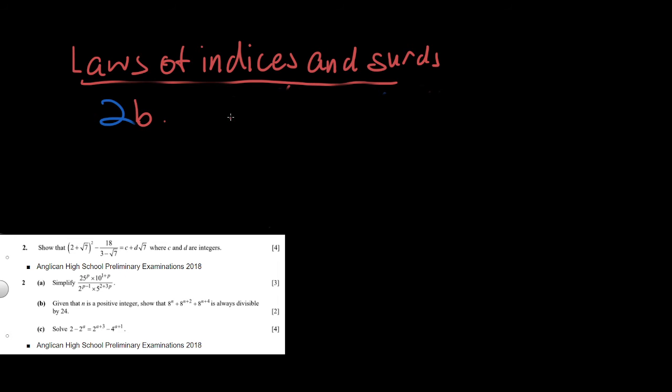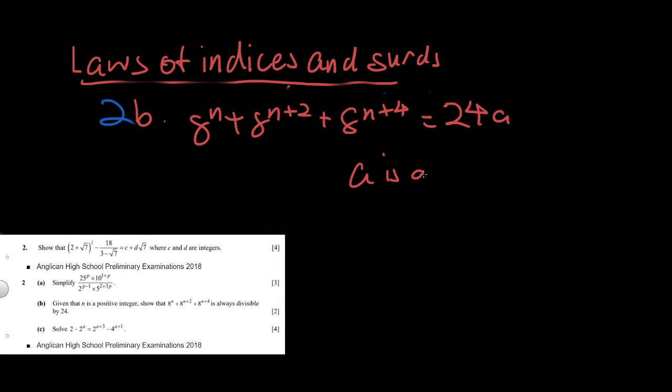B. So let's see. Show that 8^n plus 8^(n+2) plus 8^(n+4) is equal to, let's say, 24a, where a is an integer, right? Yeah, this is what it means to be divisible. So we need to prove that a is an integer very simply.